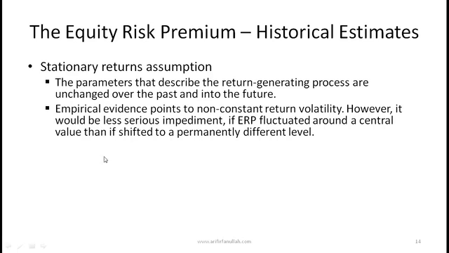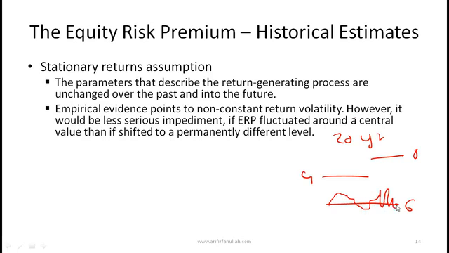Now, empirical evidence points to non-constant return volatility. However, it would be a less serious impediment if the equity risk premium fluctuated around a central value as opposed to shifting to a completely different level. So the point here is that if we use 20-year data, and in the first 10 years the equity risk premium is at 4, and then for the next 10 years it's just moved up to say 8, this is a major problem. On the other hand, if it is generally fluctuating around 6 and initially it's not too volatile, then it becomes more volatile, this is also non-stationary but not such a problem.